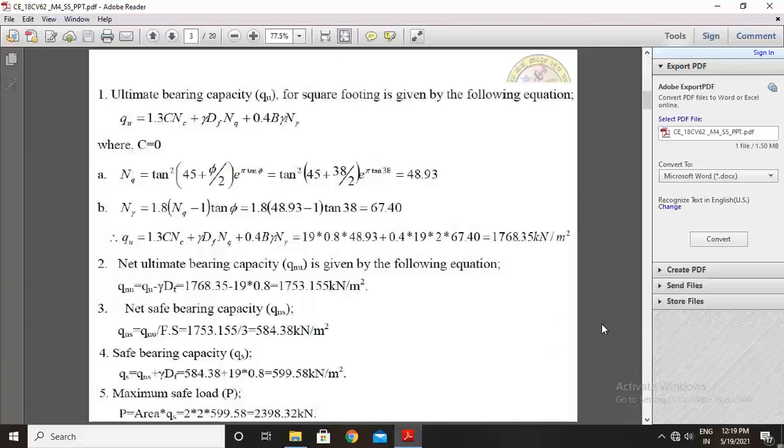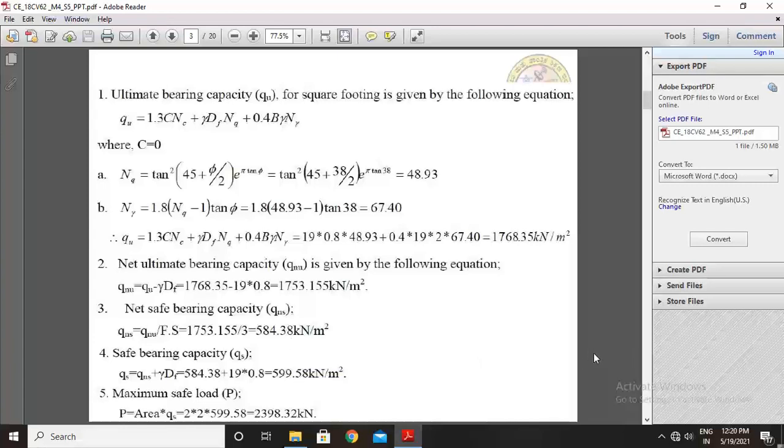Then now calculate the net safe bearing capacity. qns is given by qnu divided by the factor of safety. So here qnu is 1753.155 divided by the factor of safety, which is 3. So now the answer is 584.38 kilonewton per meter square. This is the net safe bearing capacity.